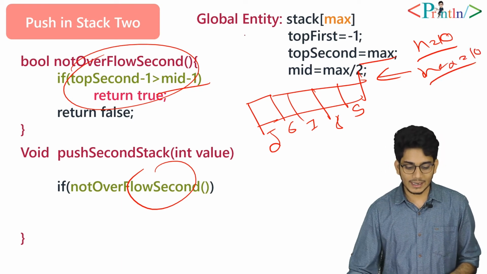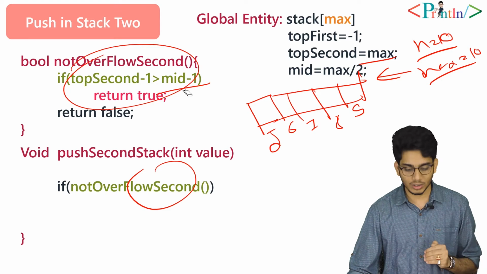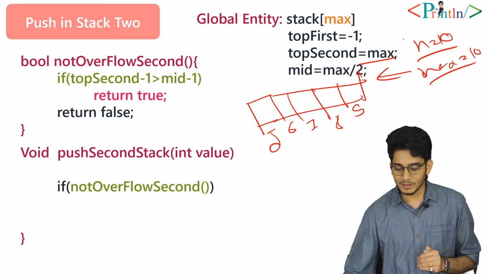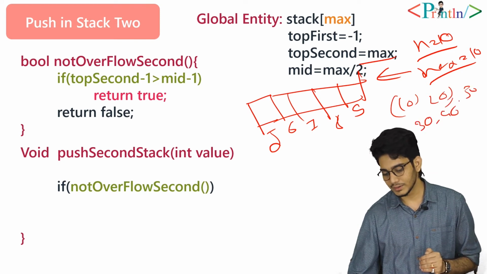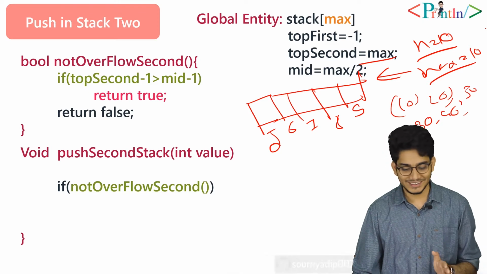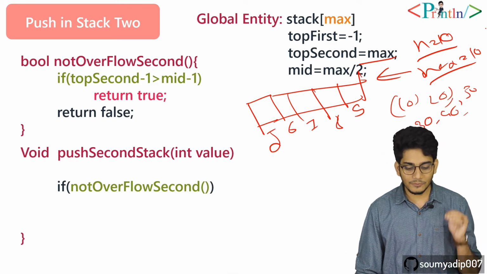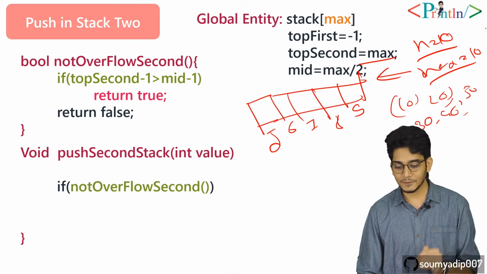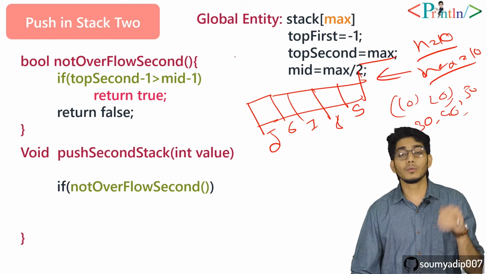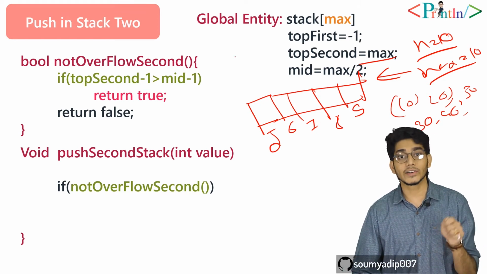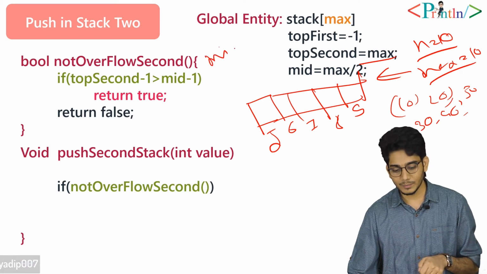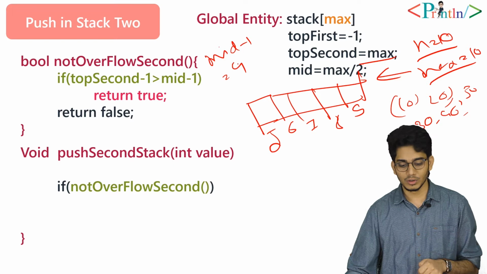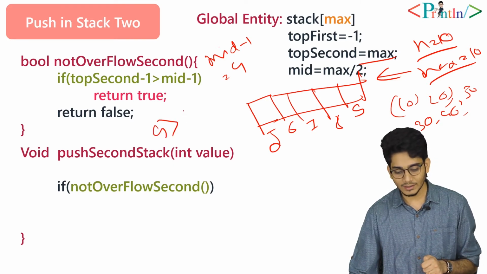So we'll check whether our stack is overflowing or not. Now let's say we'll push values again: 10, 20, 30, 40, 50. My handwriting is very bad. At first the value of the top second is 10, so we check whether 10 minus 1 is greater than mid minus 1 or not. Mid minus 1 equals 4. So we have to check whether 9 is greater than 4 or not.